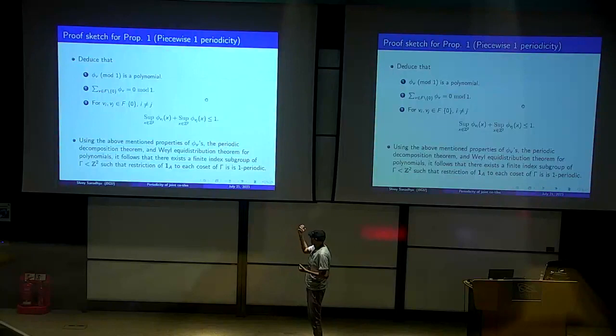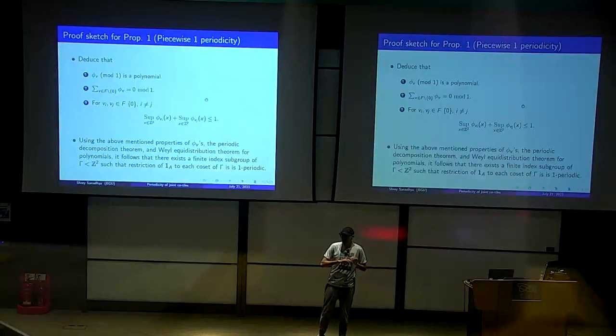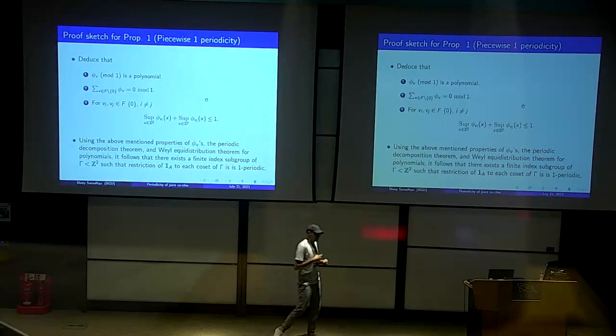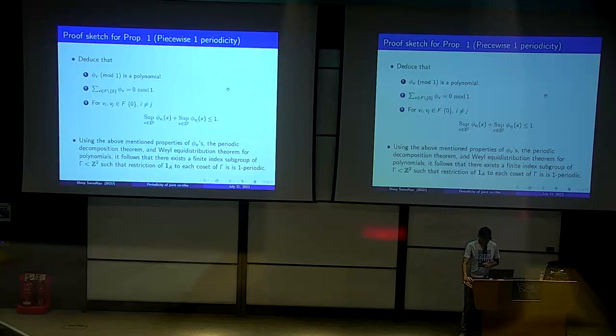And Weyl's equidistribution theorem is an important tool that we use here. We use it to avoid the case where it equidistributes and get periodicity. Okay, so that's at the core of the proof of piecewise one periodicity. Any questions so far?